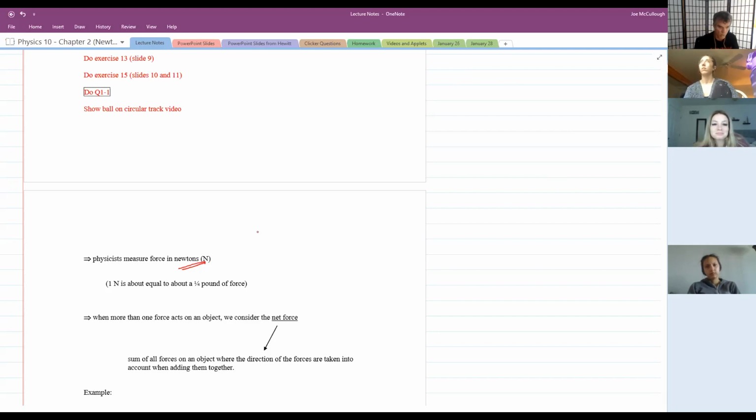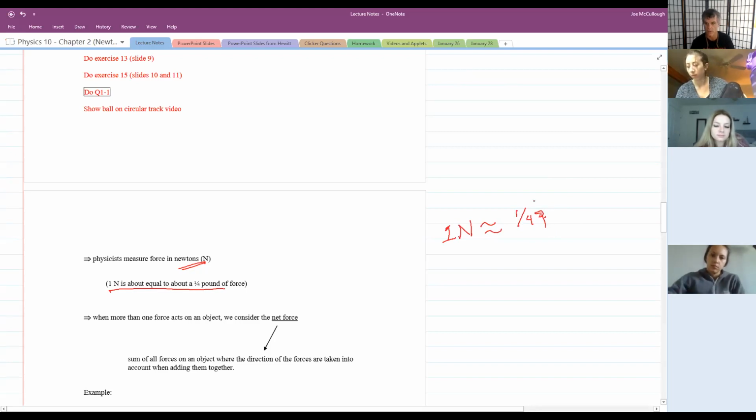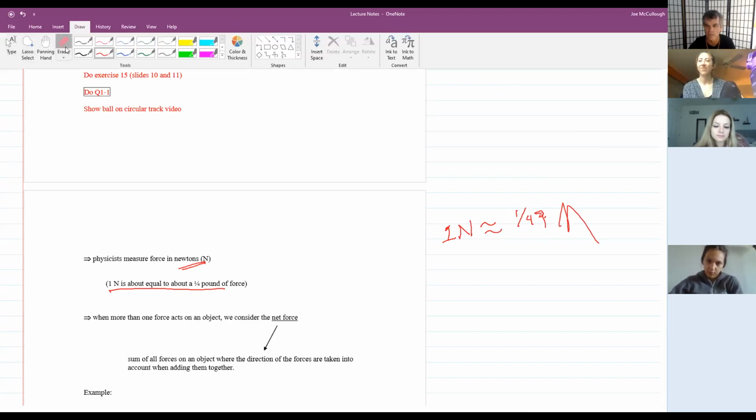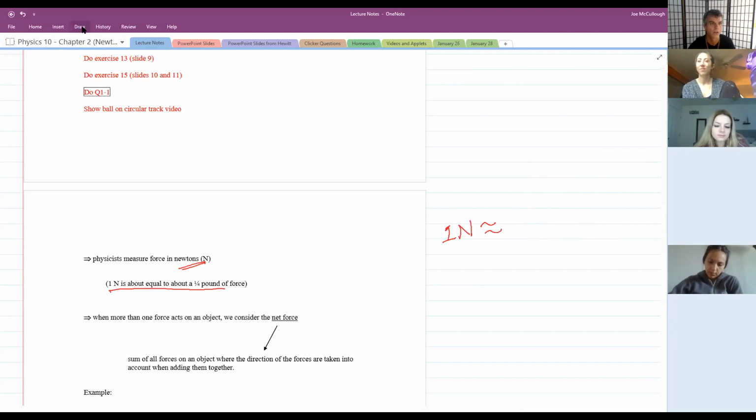It's kind of interesting. Well, a Newton, just so you know, 1 Newton, it's a good little thing to know, is about a quarter pound of force. Technical difficulties. So 1 Newton's about a quarter pound of force. So you go to Burger King, you order a quarter pounder. The amount of force it takes to lift it up, pre-cook weight, is about a Newton of force.